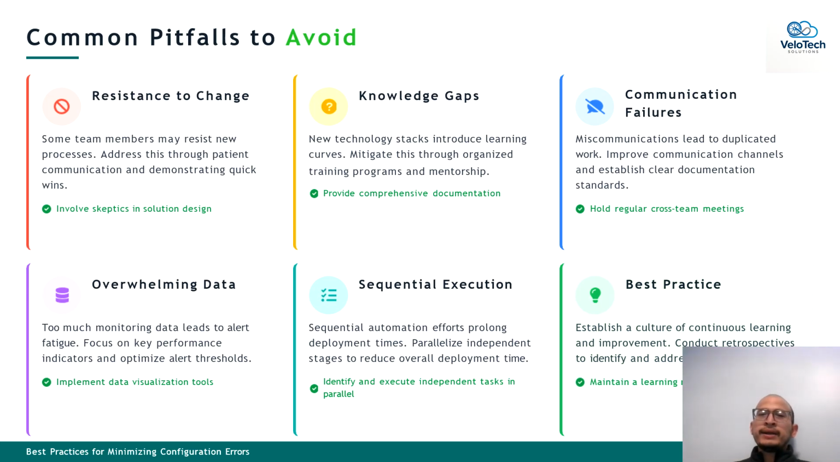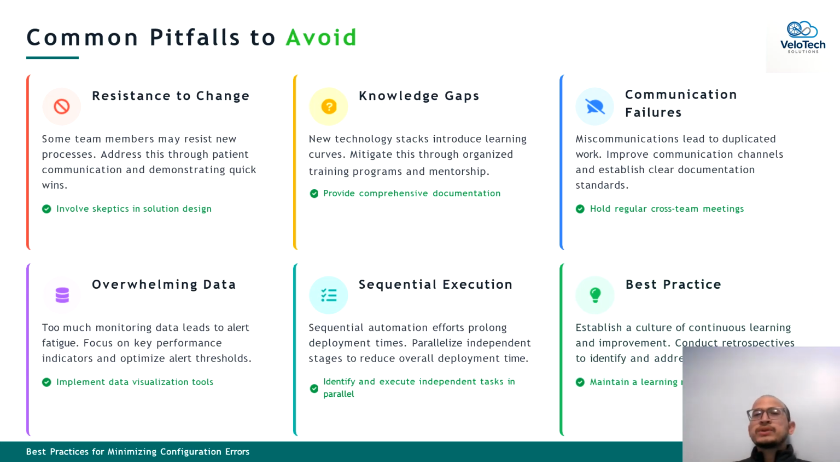Overwhelming data and alert fatigue became problems. They were collecting so much monitoring data that the important signals got lost in noise. They learned to focus on key performance indicators and optimize alert thresholds. They implemented better data visualization tools so humans could actually make sense of the metrics. More data isn't always better. The right data is better.